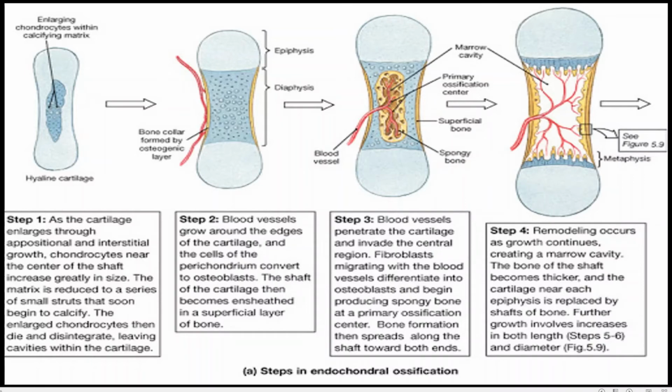So the primary ossification center forms in the diaphysis, and the secondary center of ossification is in the epiphysis. The epiphyseal plate between the diaphysis and epiphysis allows for growth in bone length, and all cartilage is replaced except the articular cartilage.